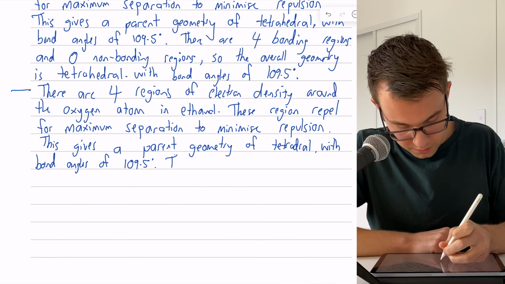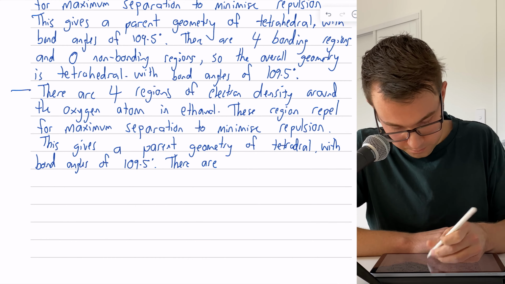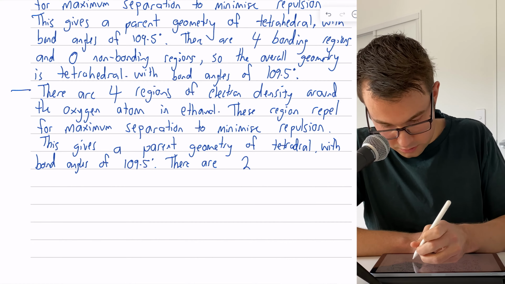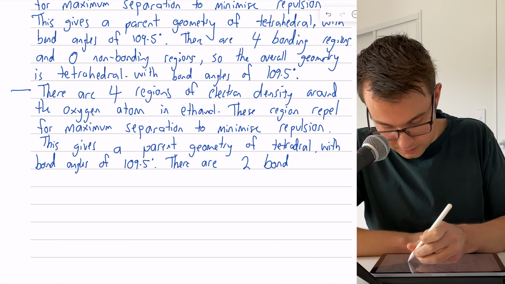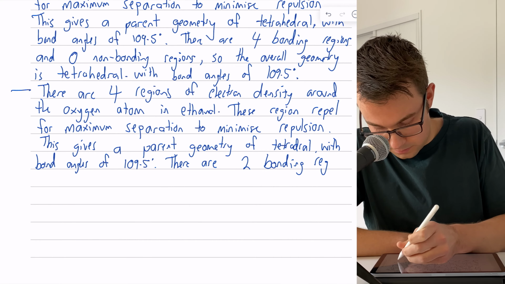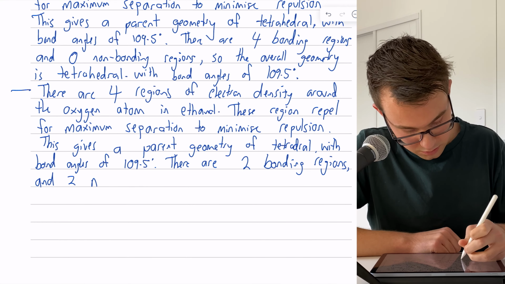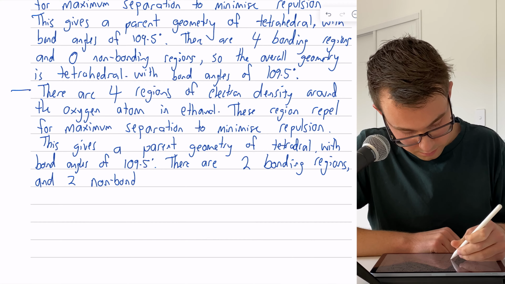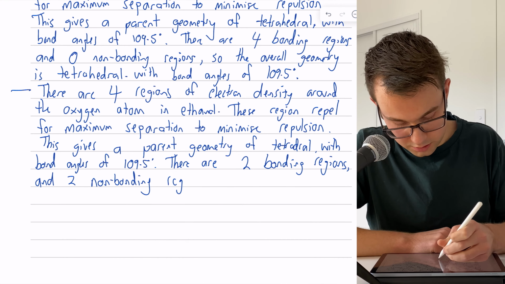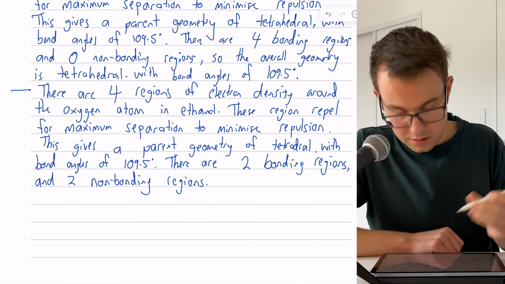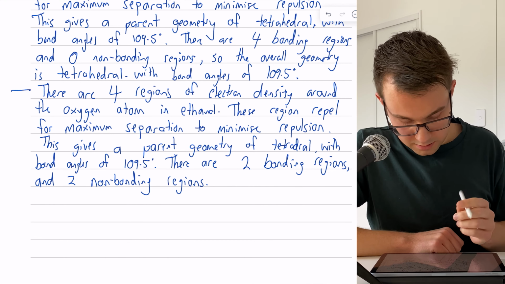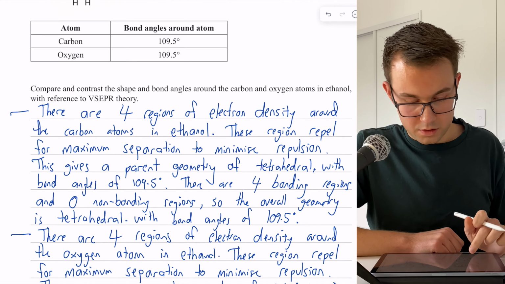So, there are 2 bonding regions and 2 non-bonding regions. Amazing. So then we need to think about, what does that mean?